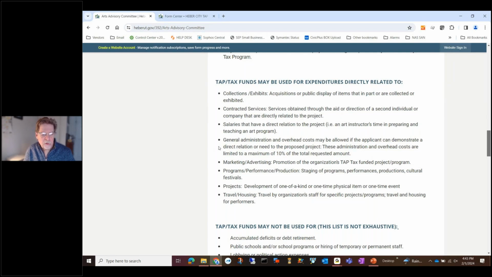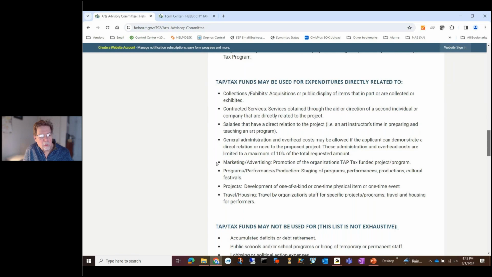But as we consider general admin and overhead costs, they can only be a maximum of 10% of the requested amount. So in that case, what we're looking for is the majority of the funding going directly to the actual expression of art and culture. Marketing and advertising: basically, we're looking for promotion of the funded project to the extent that the general public knows that it's happening. So those are qualified expenses as well.